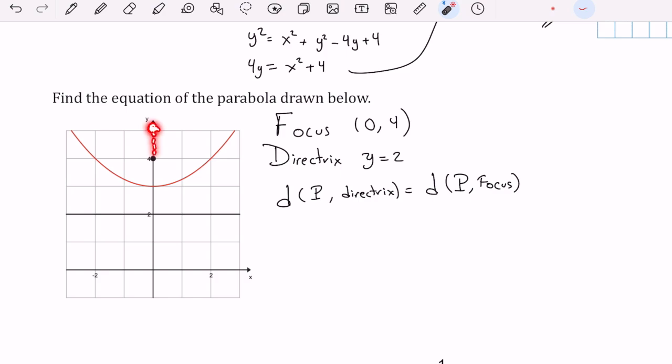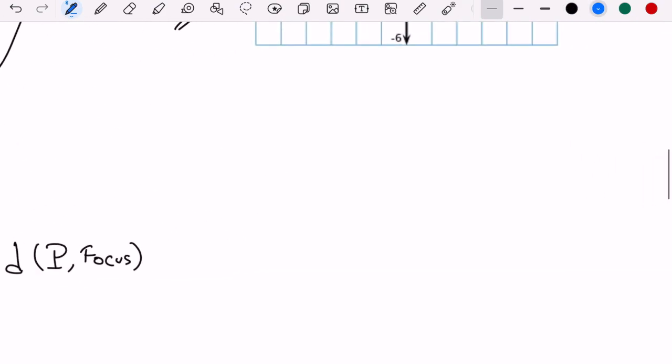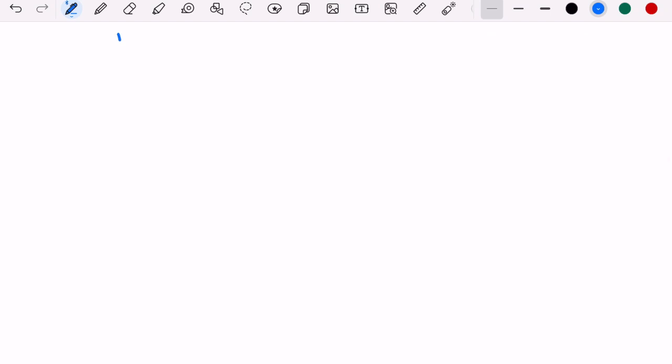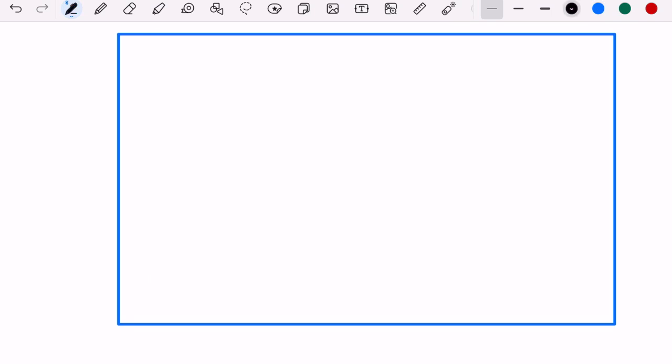How would you calculate the distance between a point and this line y equals 2? I hope that you're noticing that, if I have a point here, I'm going to draw it because I really want you to get it. I'm going to make it as a little square, like so. Here I'm going to put how to find the distance from the point to the directrix.